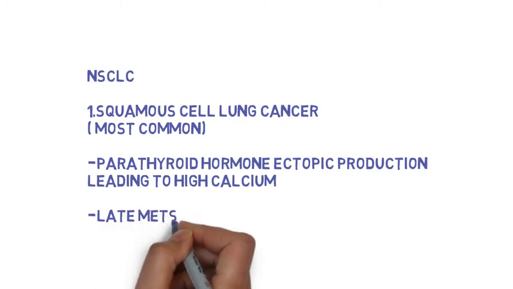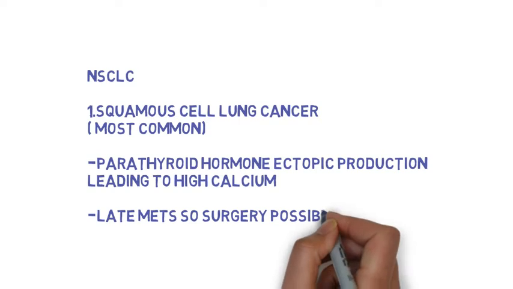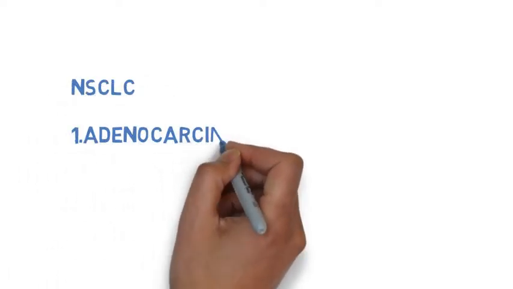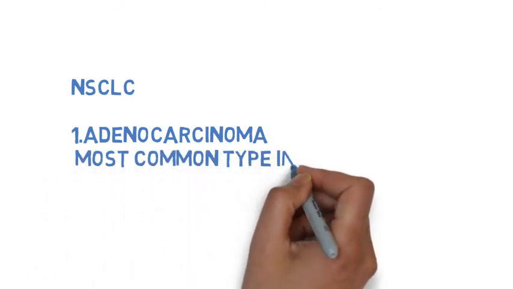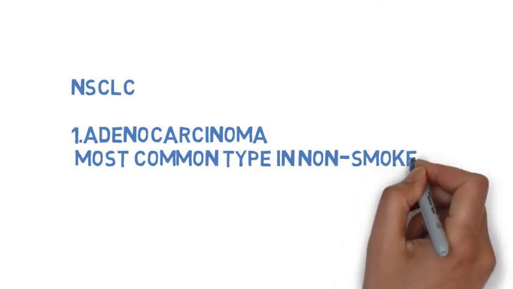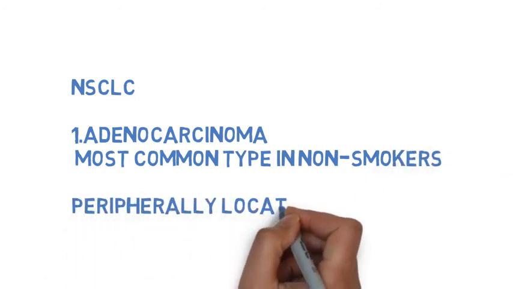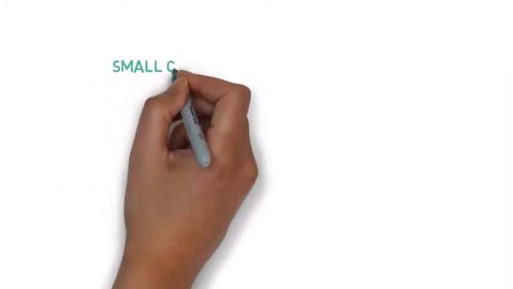These cancers tend to metastasize late, and so can be operated on. The second most common type of non-small cell lung cancer is adenocarcinoma, and it is the most common type in non-smokers. Whereas the squamous cell lung cancers are located centrally, the adenocarcinomas are located peripherally.